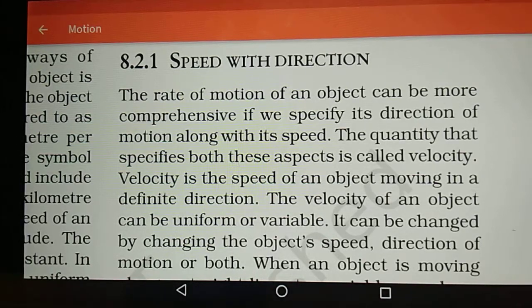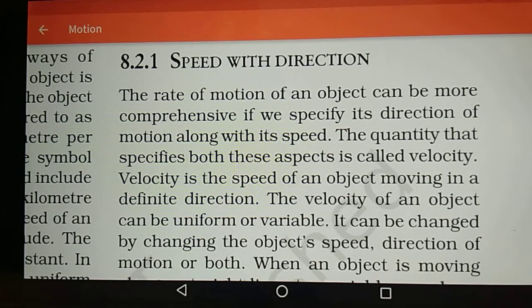Good morning, students. As we have seen in the previous class about speed, our next topic is speed with direction. The rate of motion of an object can be more comprehensive if we specify its direction of motion along with speed. The quantity that specifies both these aspects is called velocity.